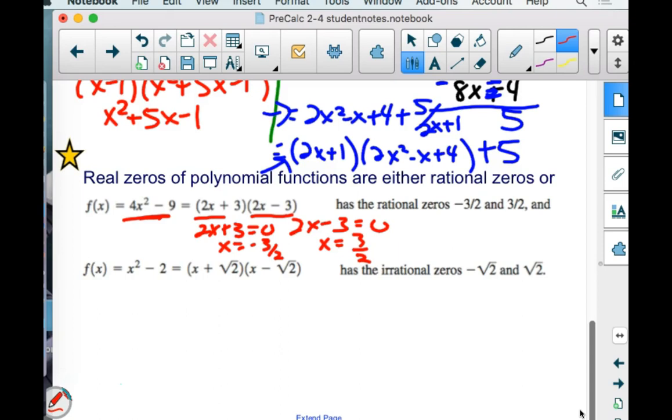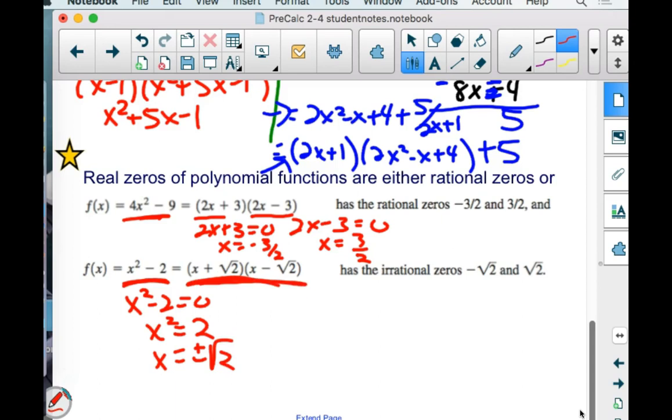For the second one here, x squared minus 2, and normally we wouldn't even factor this. We'd say x squared minus 2 equals 0. I'm going to go ahead and add 2 to both sides. And then I'll take the square root, so plus or minus the square root of 2. But it absolutely could be written in factored form that way. And that does give it irrational zeros. So if we had to write it in factored form, we could do that.